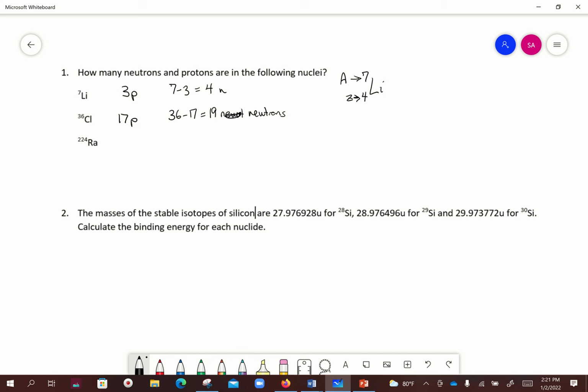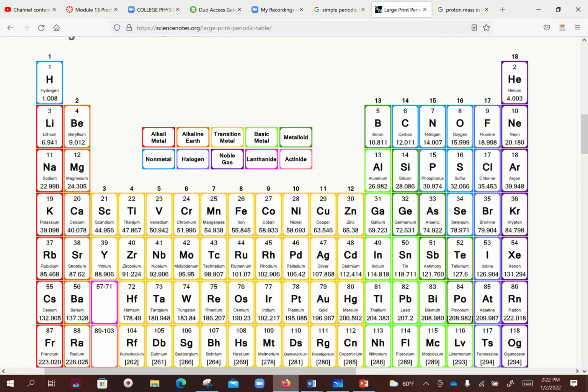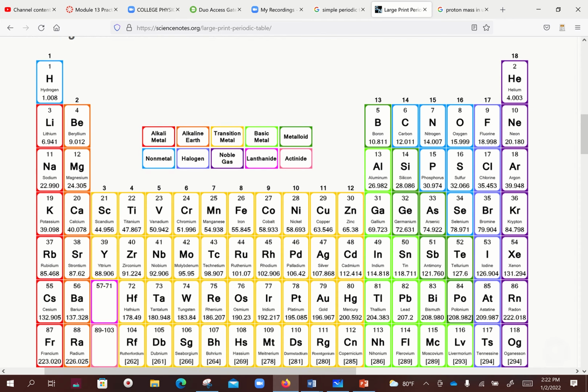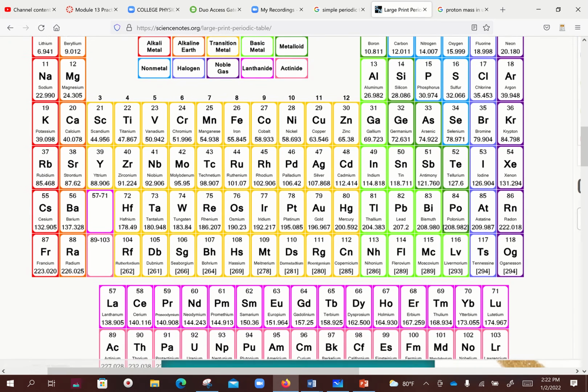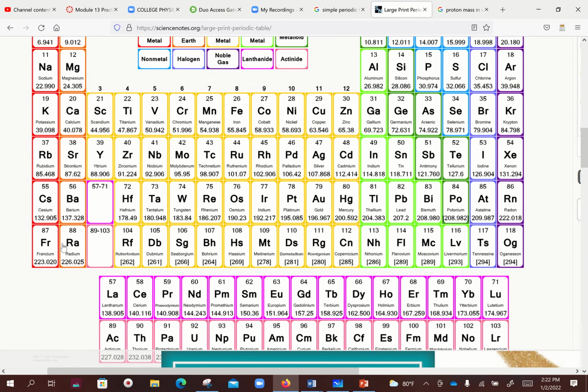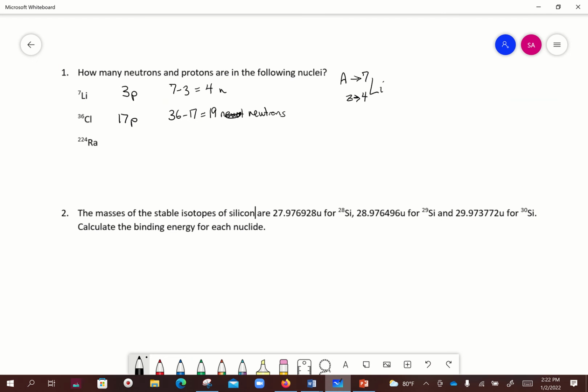All right, and then same thing for radium. So we've got radium 224. So let's go over to the periodic table. Look at radium. Radium is way down near the bottom. Okay, so where's radium? Radium is over on the left side near the bottom. It's got an atomic number of 88, so it's got 88 protons.